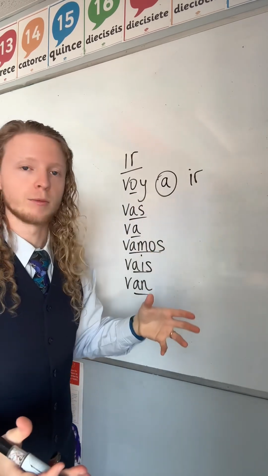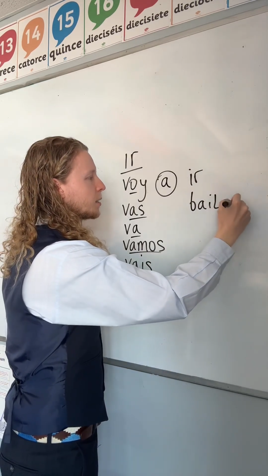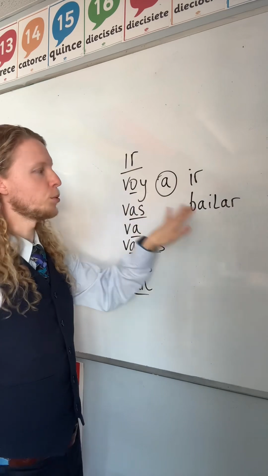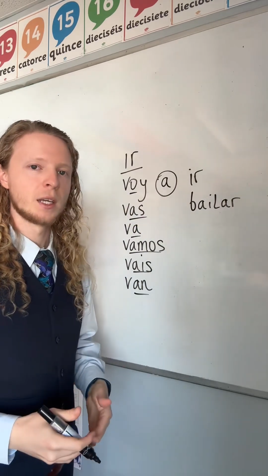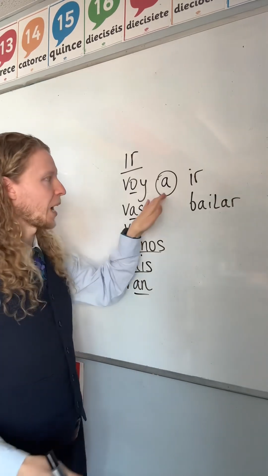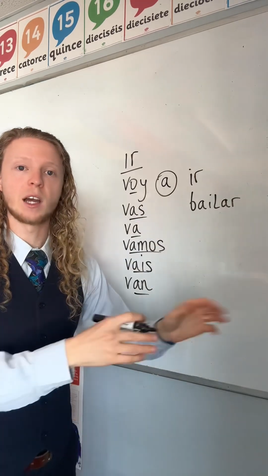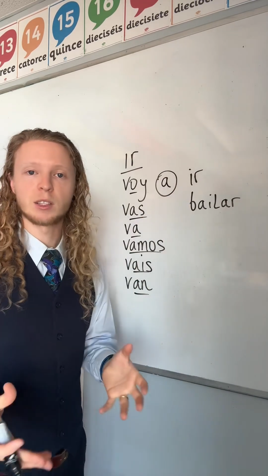Or we can use a different verb. I'm going to dance, bailar. I'm going to dance. That's the way to think of it to get this right. Voy a bailar. Have a think. How would I say we are going to dance? Vamos a bailar. What about they are going to go? Van a ir.